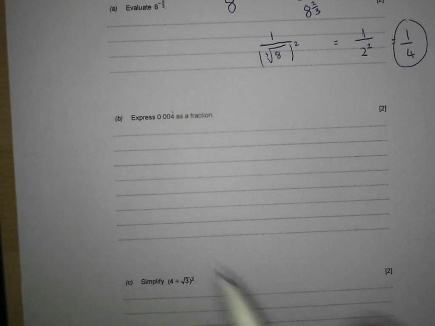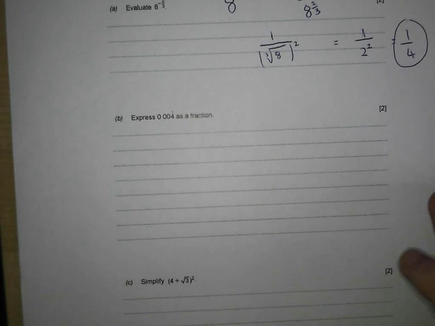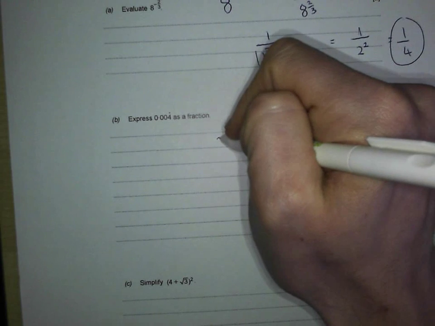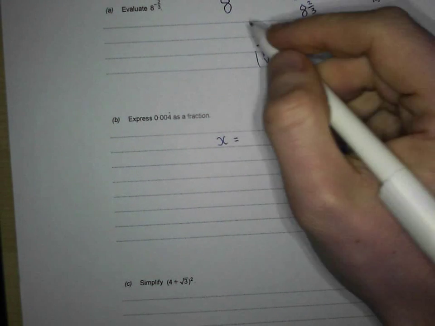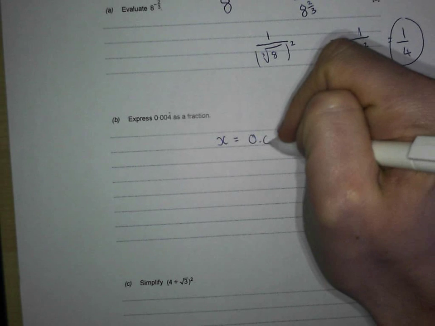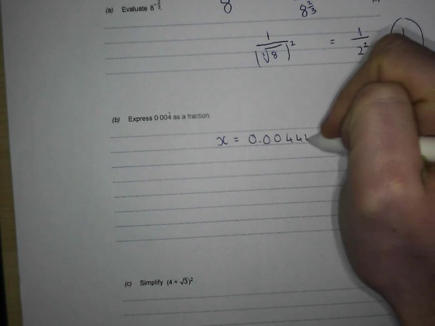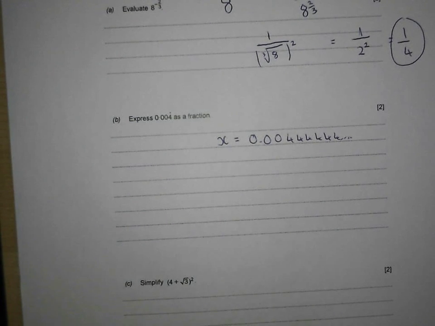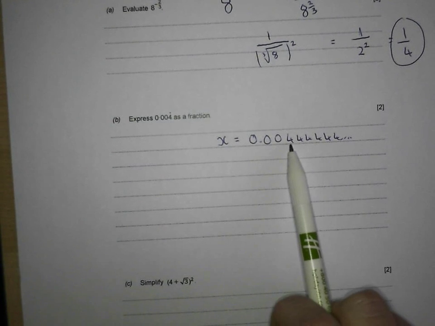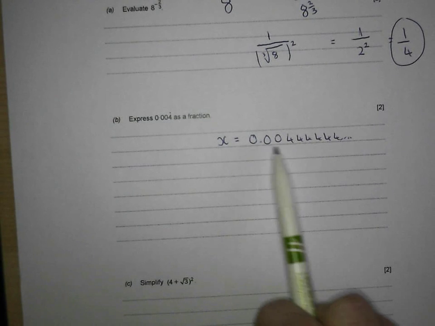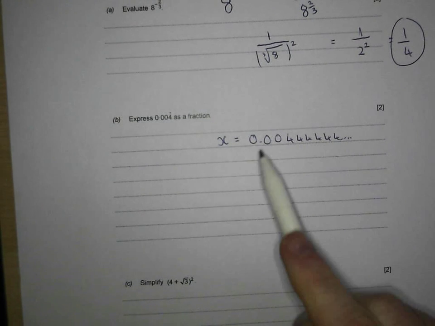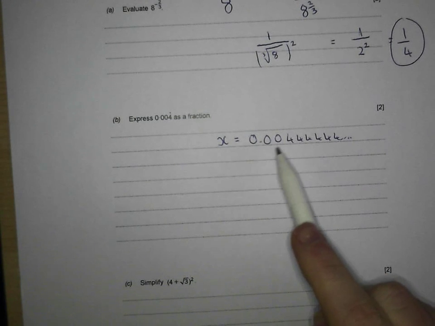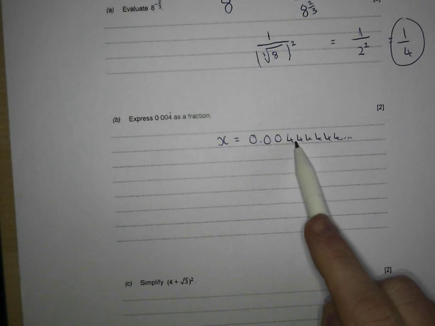Next up, express 0.004 with a dot on it, so 4 recurring, as a fraction. Well, I'm going to treat this exactly the same way as I did the previous question. So I'm going to write it out. x equals 0.00444444, loads of 4s. And I'm going to manipulate it so I have the thing recurring straight after the decimal point, so 0.444444. So I'm going to need to multiply my x by 10, 100, and then also by 10, 100, 1,000, I think, to get it.